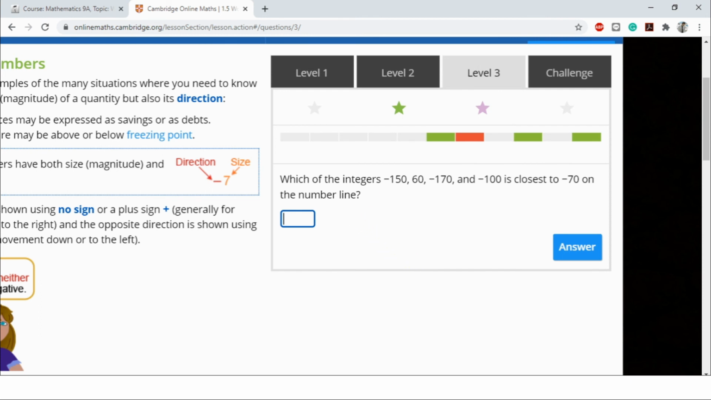All right. So which of these integers, negative 150, 60, negative 170, and negative 100, is closest to negative 70 on the number line? Closest to negative 70. So it will be negative 100, right? Yeah, negative 100, because the others are too far.